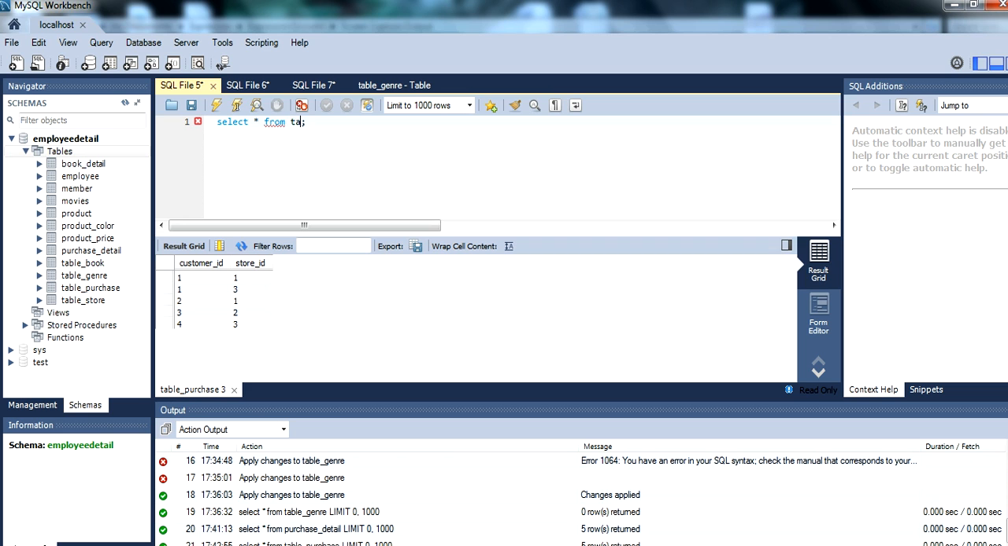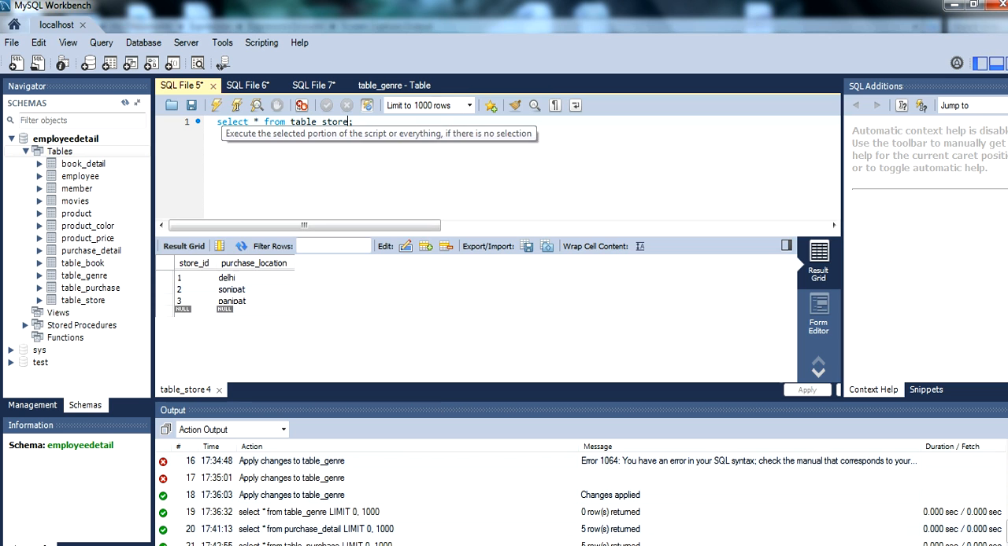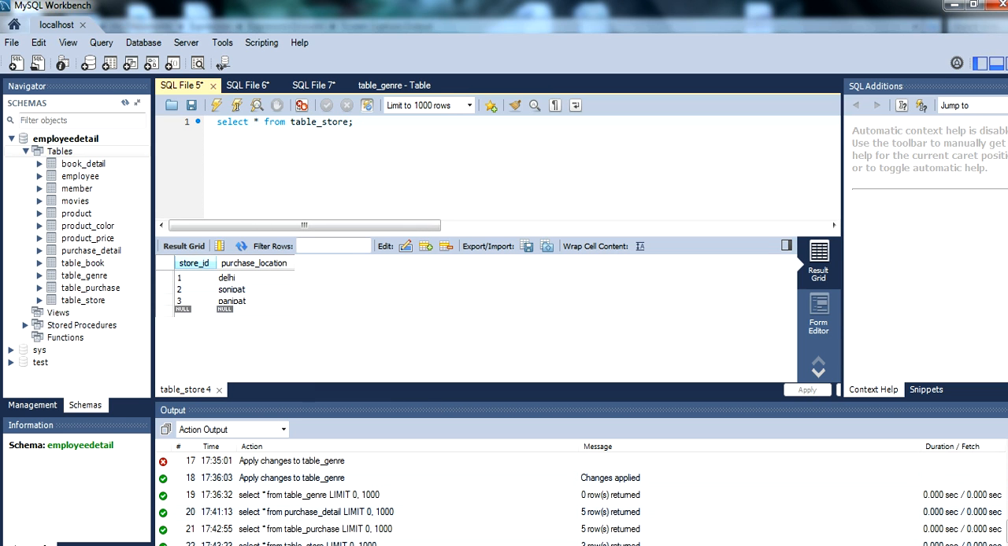Table store: in this, store id is the primary key and purchase location is a non-key attribute that is fully dependent on store id. By the way, from store id we can find the customer id. With the help of customer id we check store id and find the purchase location. So we make two tables, table store and table purchase, to reach second normal form.